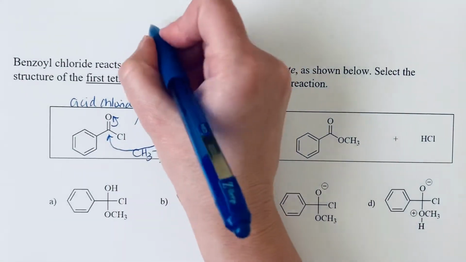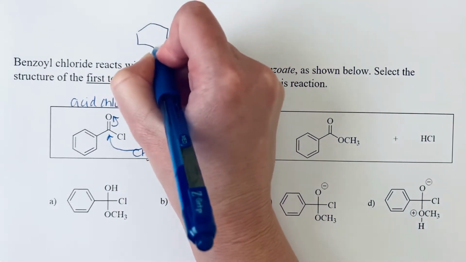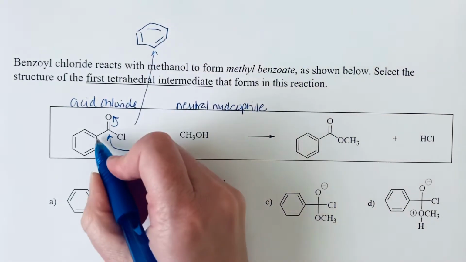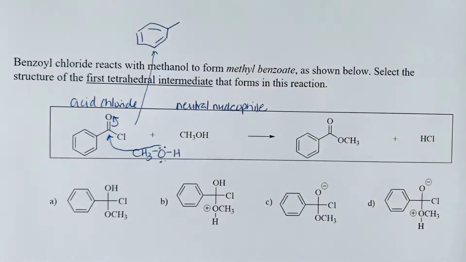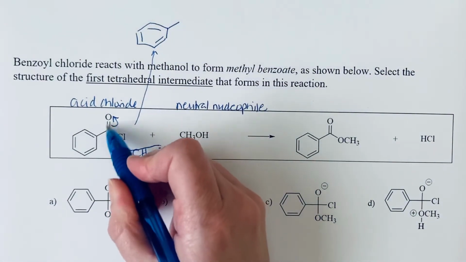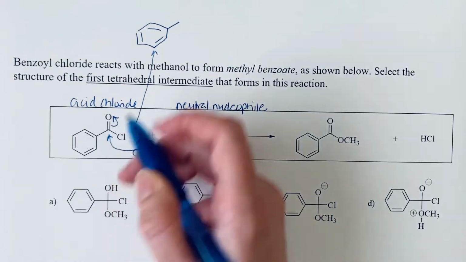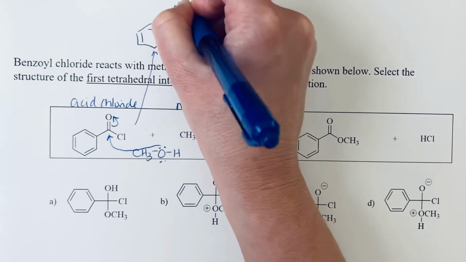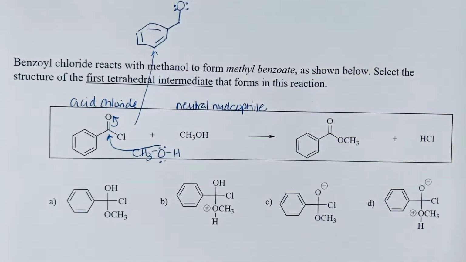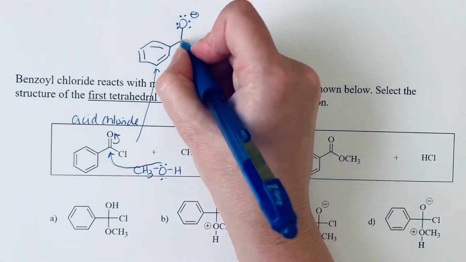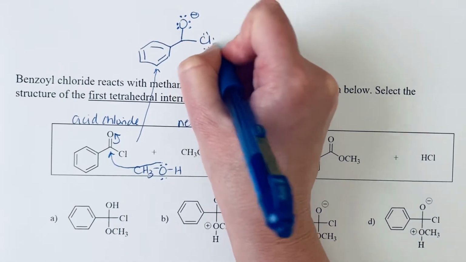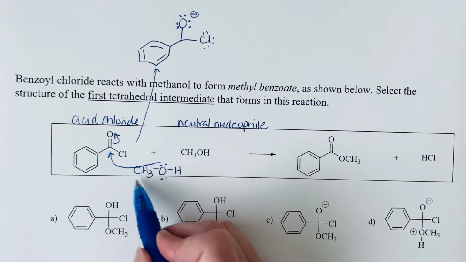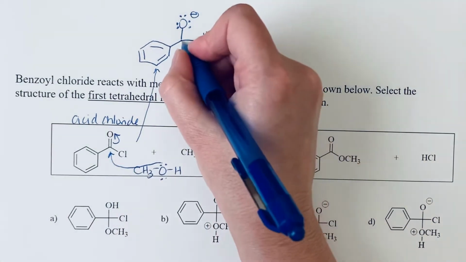So we see that we still have a benzene ring. We have a bond from that benzene ring to where the carbonyl carbon was, and we no longer have a double bond to the oxygen. It's now a single bond, and we put electrons onto that oxygen, so it now has a negative charge. We still have the chloride on there, so we still have chlorine. And this oxygen from the methanol has formed a new bond there.